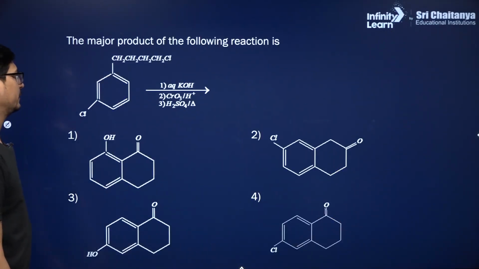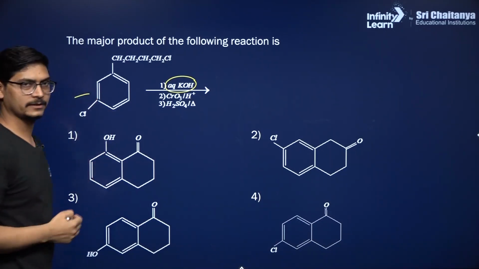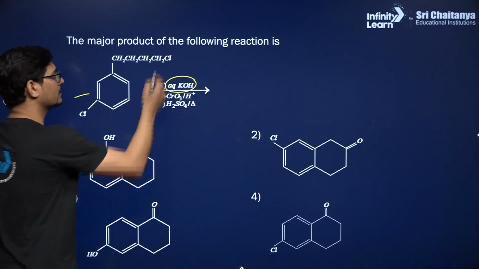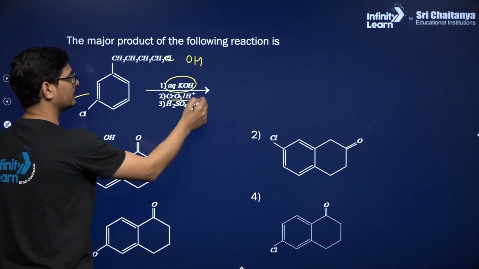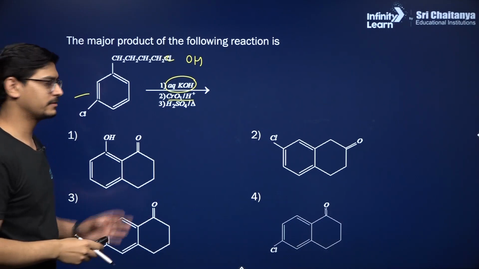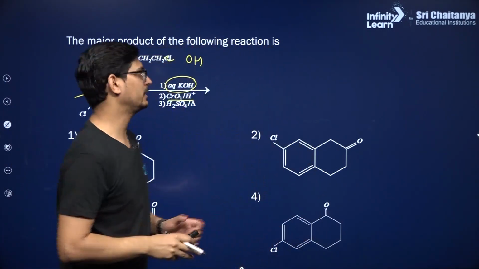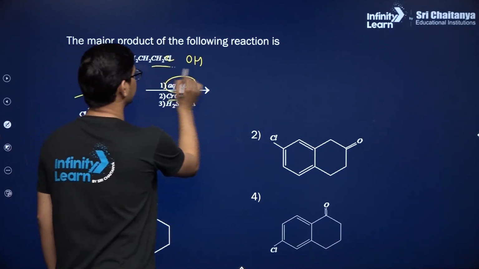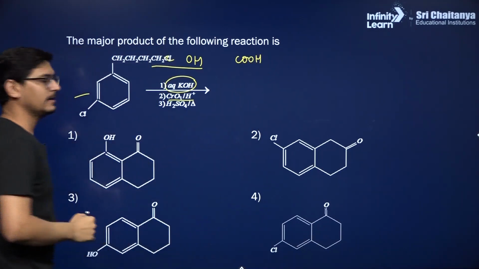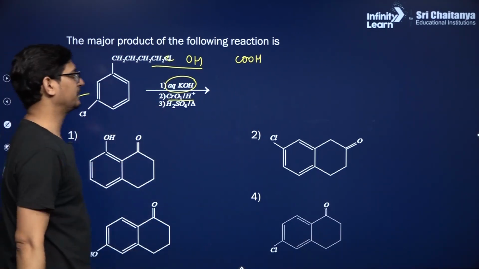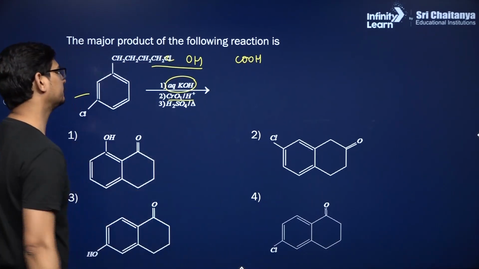The major product of the following reaction, aqueous KOH, we are reacting with again. Haloarenes do not react via nucleophilic substitution easily. So we can assume that this Cl will be replaced by OH. CrO3, it's a moderately strong oxidizing agent. It oxidizes primary alcohols to carboxylic acid and secondary alcohols to ketones. So we can assume that this CH2OH will be oxidized to carboxylic acid. And the next reaction, we are heating it with sulfuric acid. So basically it will generate a carbocation which will attack benzene ring, right?